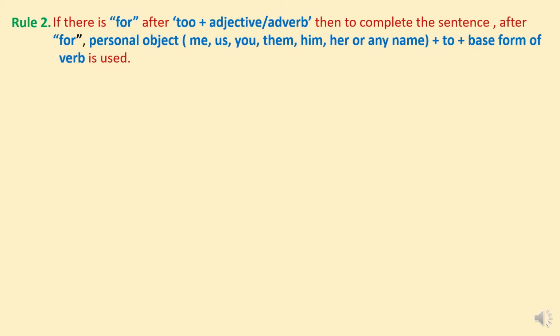Rule number 2. If there is for after too plus adjective or adverb, then to complete the sentence, after for, a personal object like me, us, you, them, him, her, or any kind of name, plus to plus base form of verb is used. Students, base form of verb means the present form of verb.